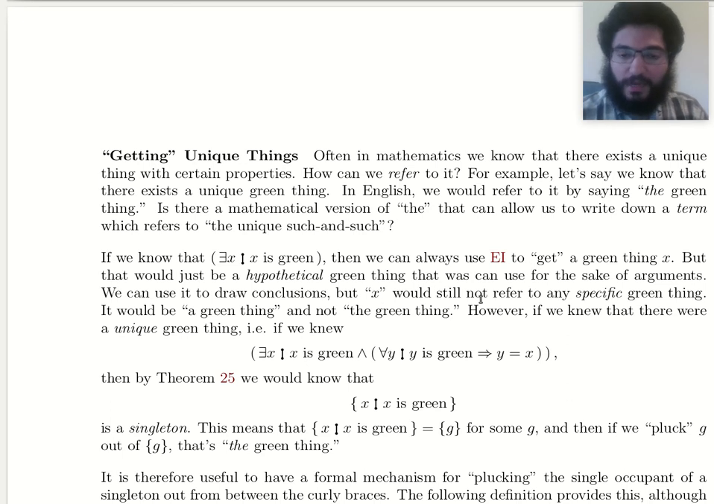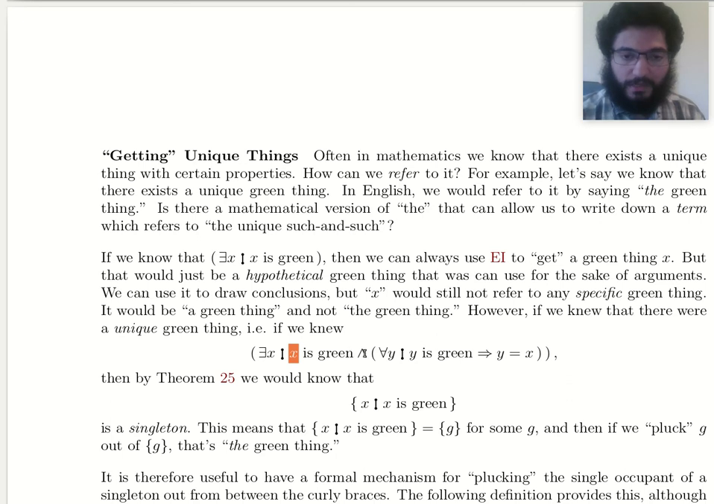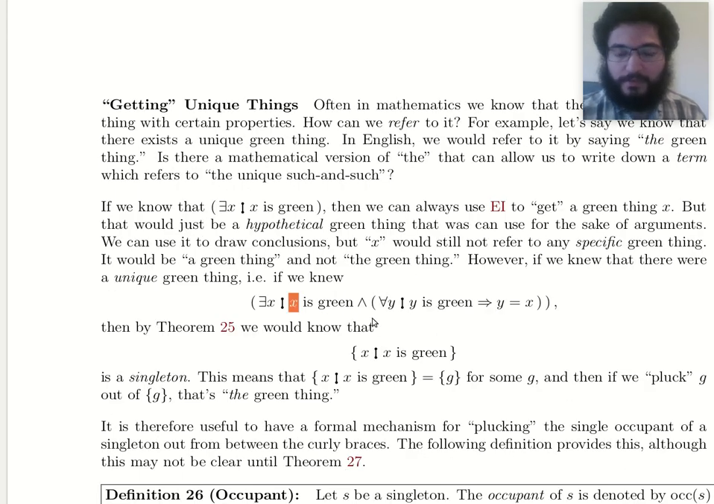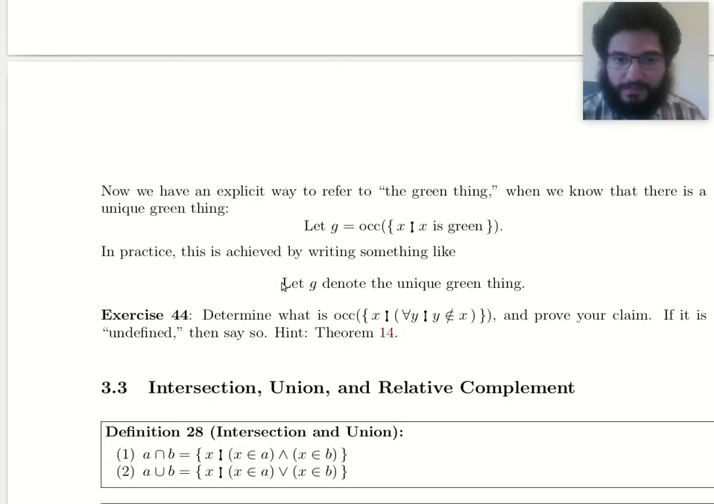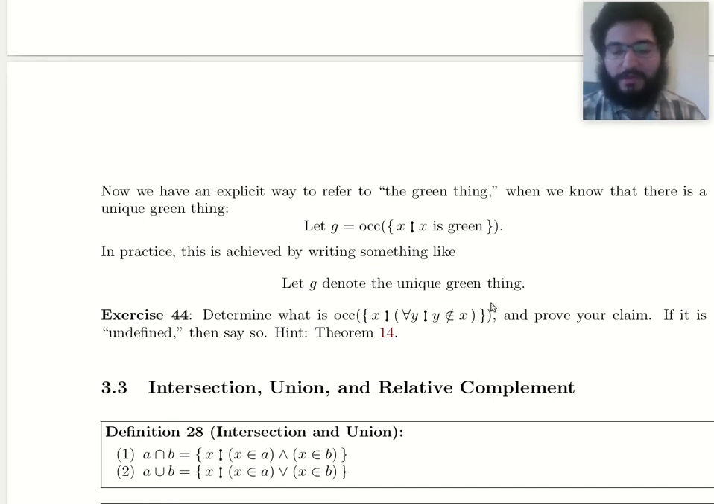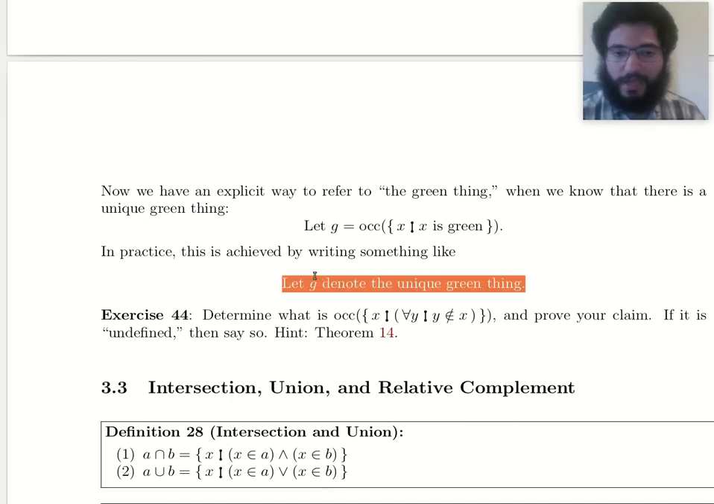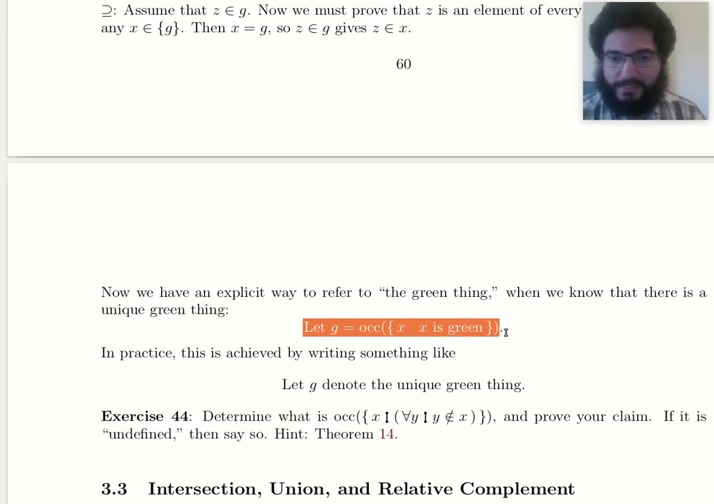So how do you define a green thing? How do you define not just a green thing, but the green thing in the context where you know that there is a unique green thing? So if you know there's a green thing and that any other green thing is equal to your original one that you have focused on, how would you then make a definition where you say this is the green thing? Well, we have a language for it. We say let G denote the unique green thing. This is a sort of informal way of writing what we've formulated as this sort of occupant thing.